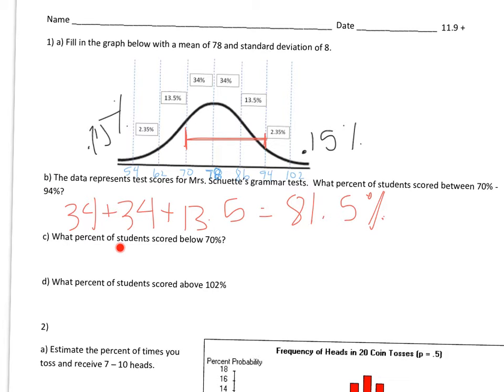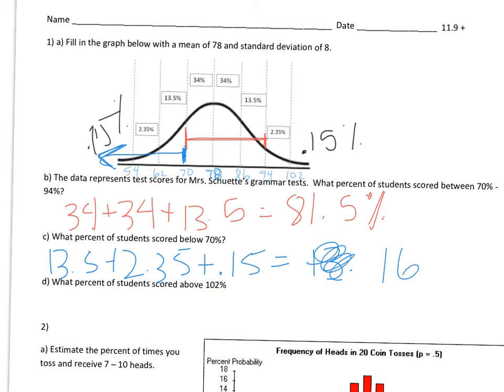What percent of students are below 70? So if I look at that, here's my 70, and how much are below? This is where you have to remember the tail. So I'll have 13.5 plus 2.35 plus 0.15, which would be equal to 13, not 13, sorry, would be equal to 16%.